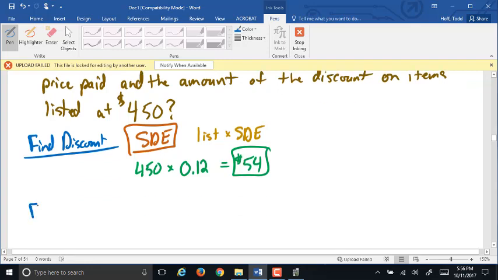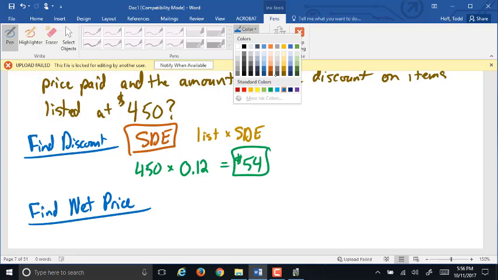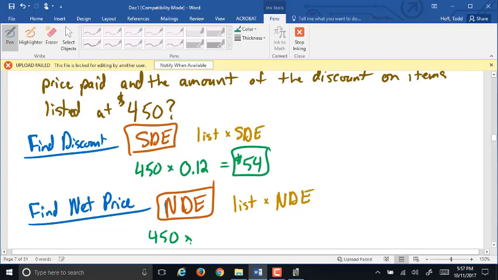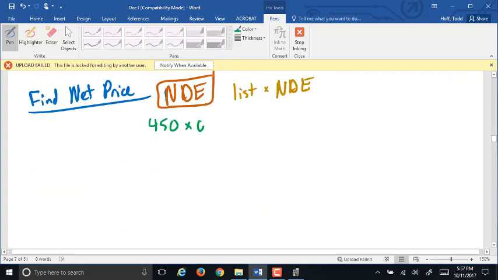If I want to find the net price, I'm going to use the net decimal equivalent. And it's going to be the list price times the net decimal equivalent. So that'll be the $450 times, what would the net decimal equivalent be? 0.88, which is going to be, what, $396?